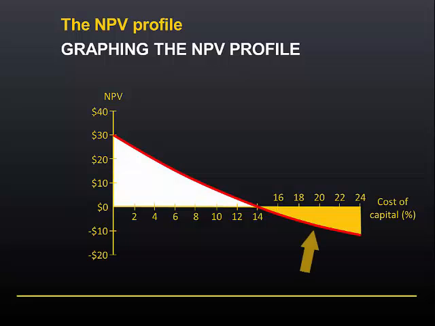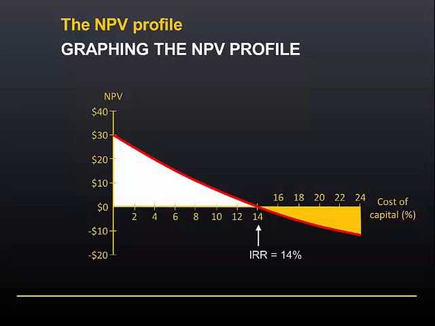The area shaded yellow represents situations where the NPV is negative and the project should not be accepted. The region shaded in white represents situations where the NPV is positive and the project should be accepted.